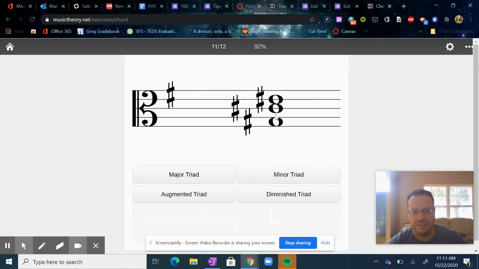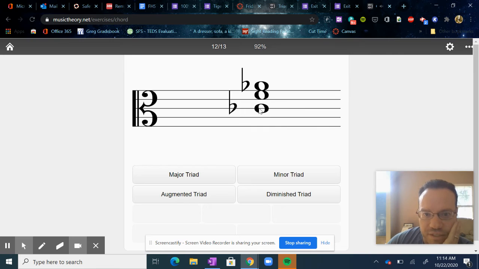The quality is major because you have C sharp to E sharp, which is a major third, and then E sharp to G sharp, if it was in root position, would be that minor third. When we invert it, it's still a major triad. C sharp, E sharp, G sharp, but G sharp is in the bottom. So we would call this C sharp major 6/4.